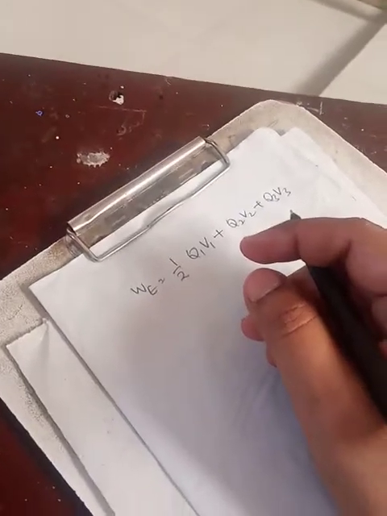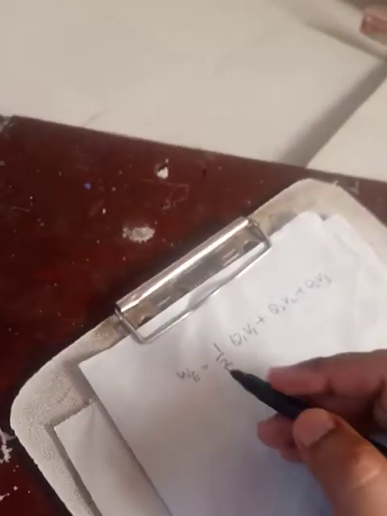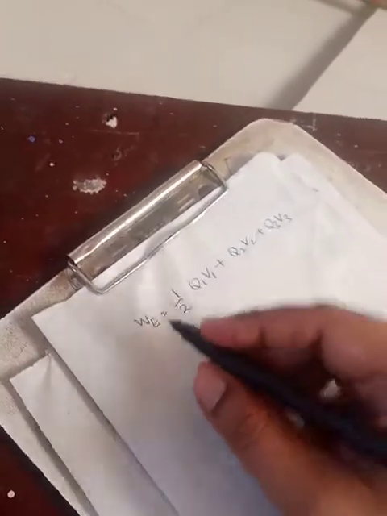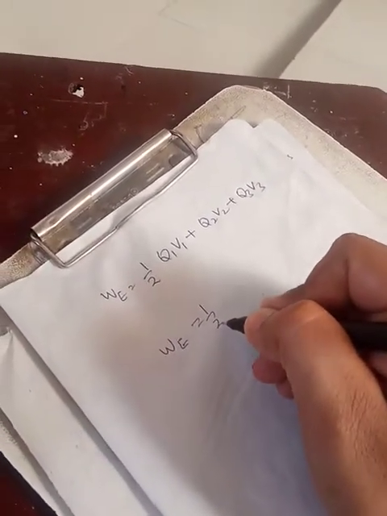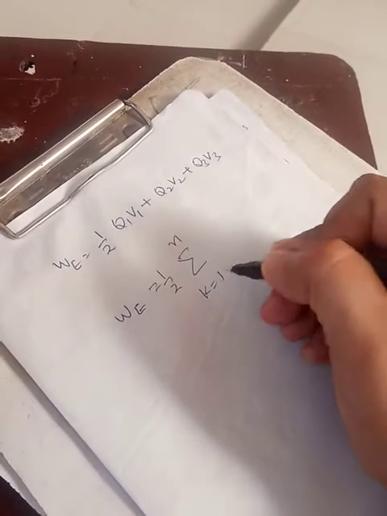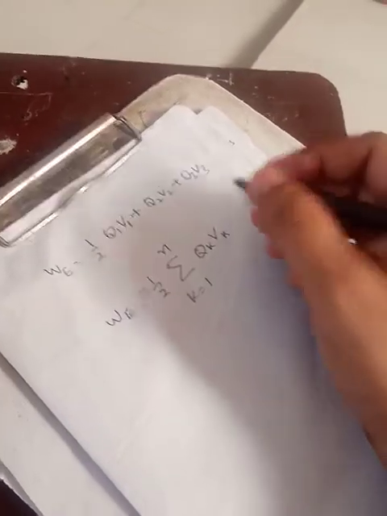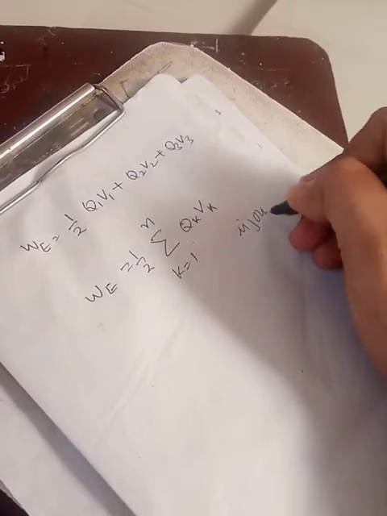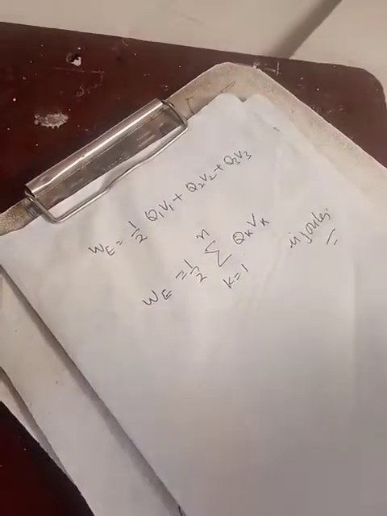Now if we have to assemble n number of charges in a particular area, and we are interested in calculating the total energy possessed by that electrostatic field, it can be written as WE equal to 1 by 2 times the summation from k equal to 1 to n of Qk Vk. This is in joules. Now based on this let us have one numerical so that we can understand it properly.